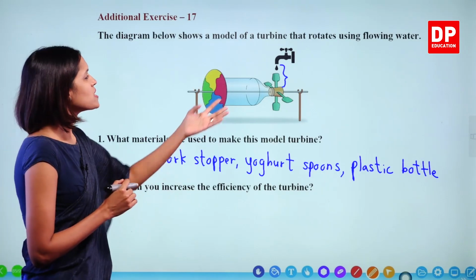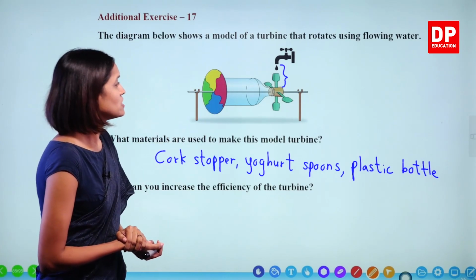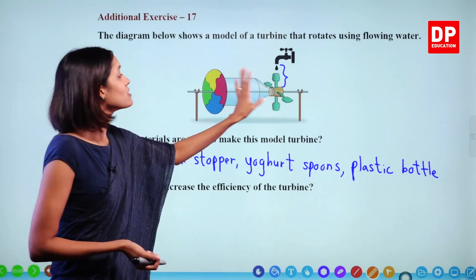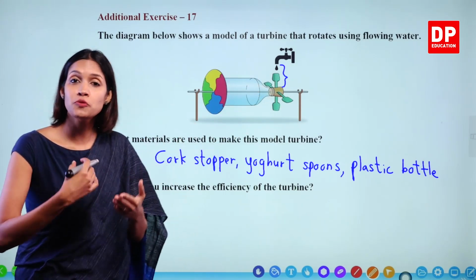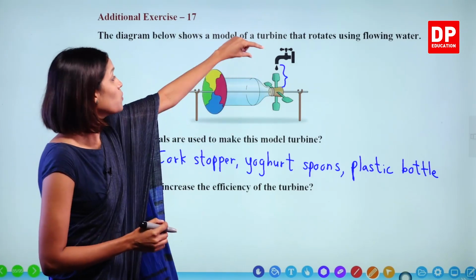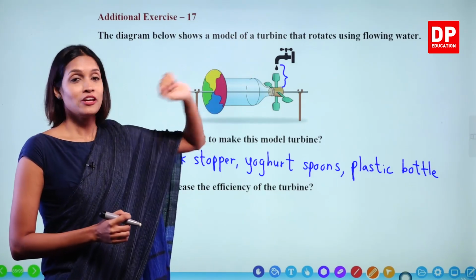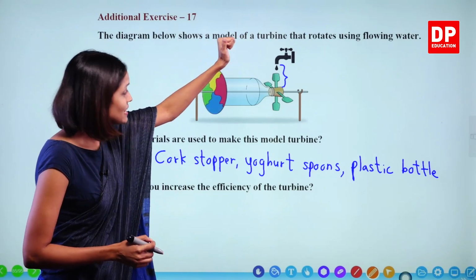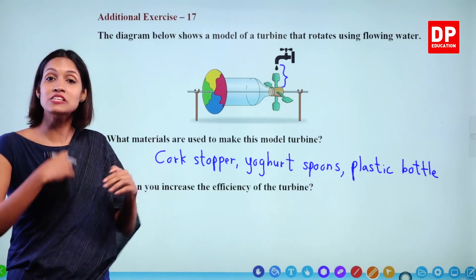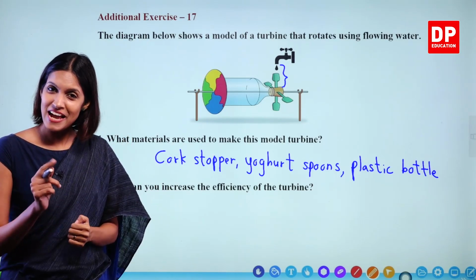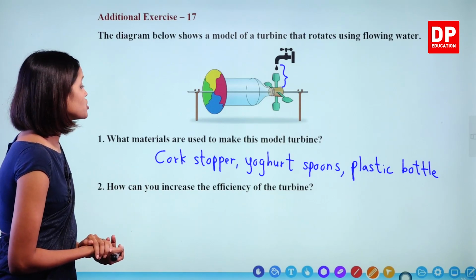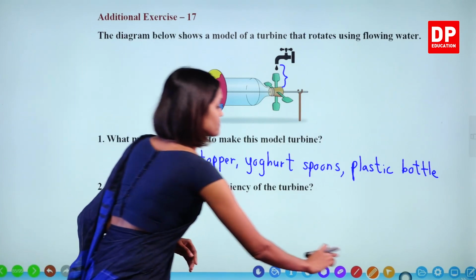Understand, children? What are the other changes you can do, children? You can increase the flow of water. How can you increase the flow of water and the speed of water? You can increase the volume and the speed of water by fully opening the tap. You can open this tap completely and thereby more water will fall onto this turbine and it will rotate faster. Understand? So we will write, how can you increase the efficiency of the turbine?